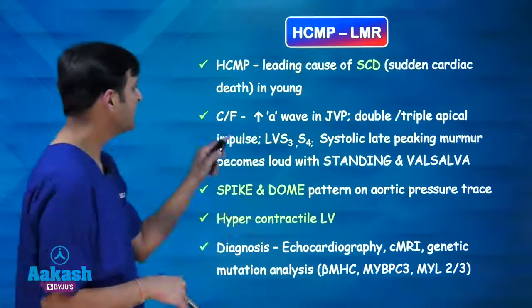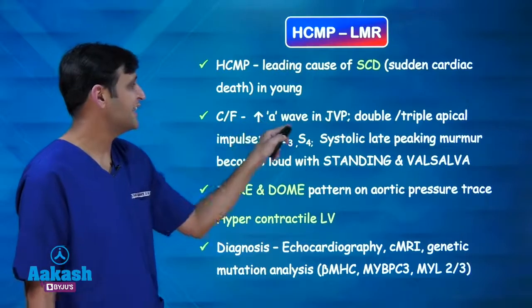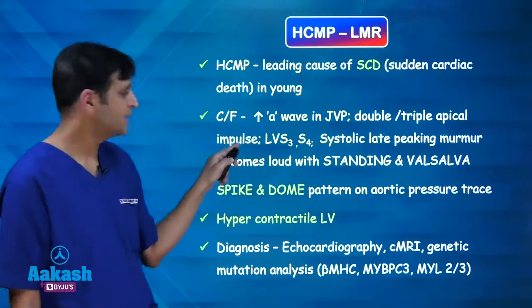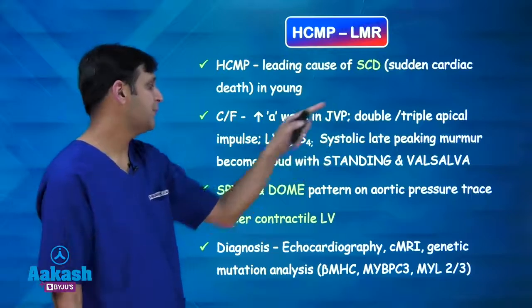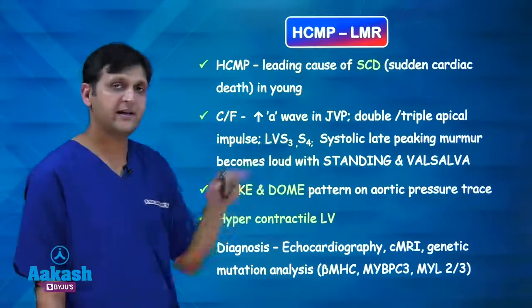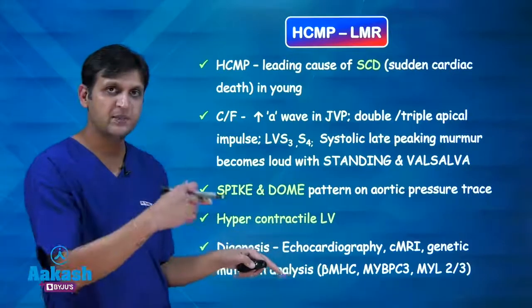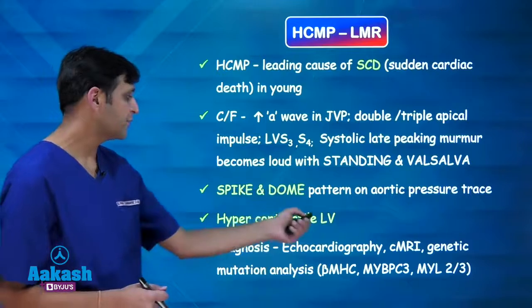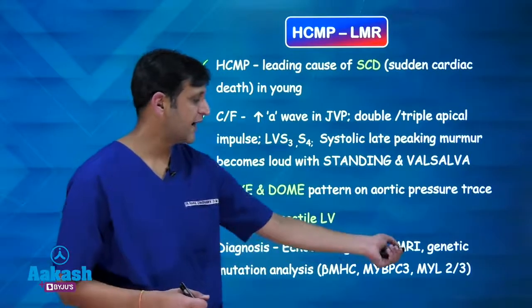Okay. Now, what are the important clinical features? So you can have a raised A wave in JVP. You can have a double or a triple apical impulse. You can have LV S3, LV S4. You have a systolic late peaking murmur that becomes loud with standing and Valsalva. You get a spike and dome pattern on an aortic pressure tracing, which you have just seen in the previous slide. We have a hypercontractile LV. You can diagnose this condition by echocardiography and cardiac MRI.